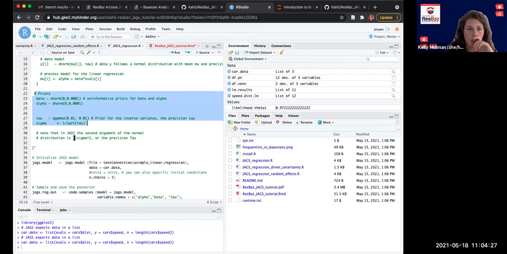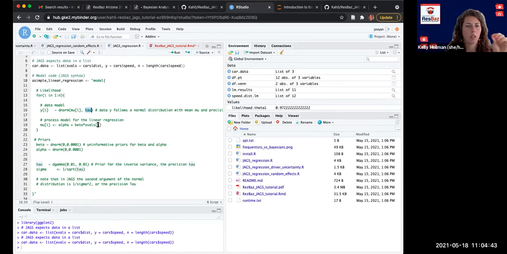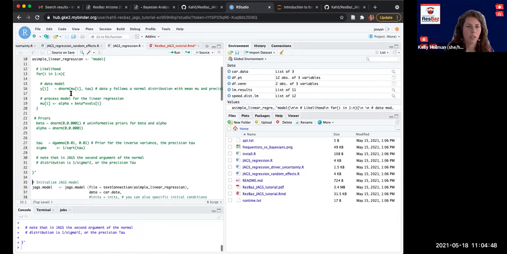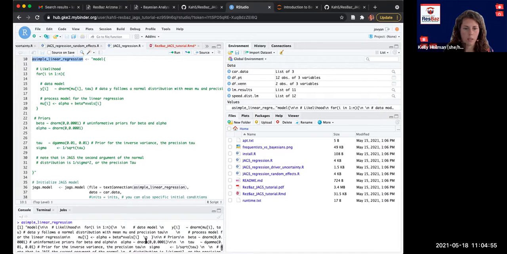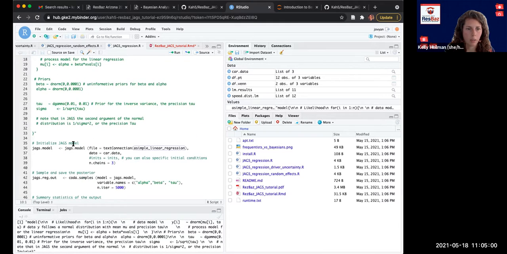And then the other point that I want to point out is that for JAGS, the second argument of the normal distribution is 1 over sigma squared, or the precision tau. I think that varies based on if you're using BUGS or Stan. So that's something to keep in mind. So let's run this simple linear regression. It creates this text string that's hard to read in your window, but it's nice and pretty up here.